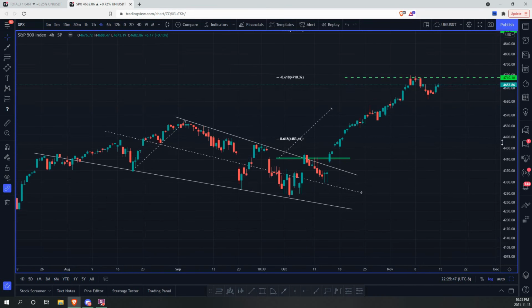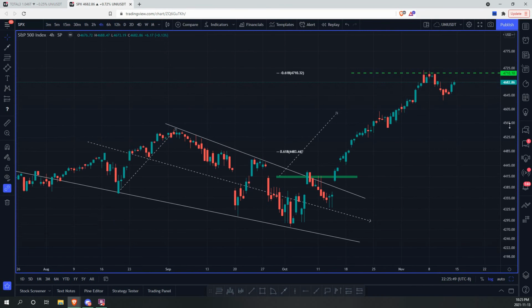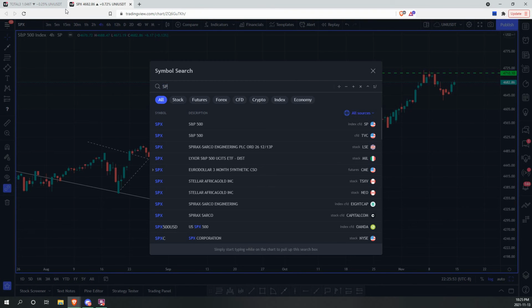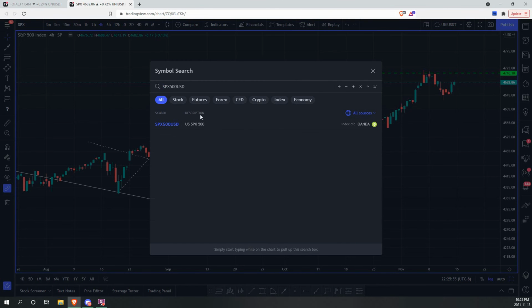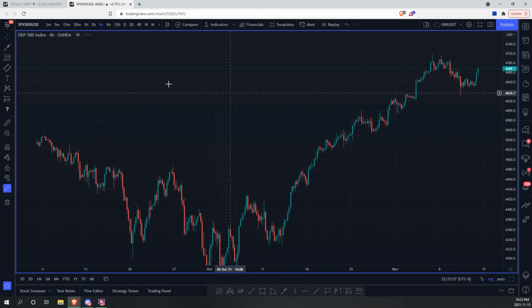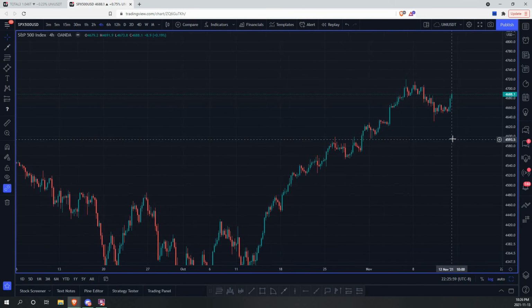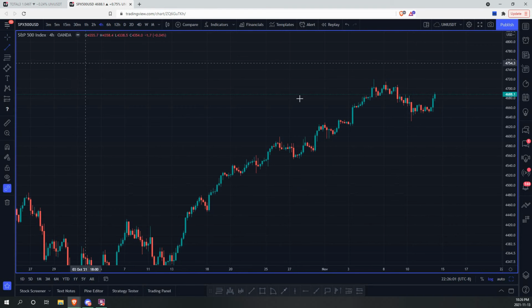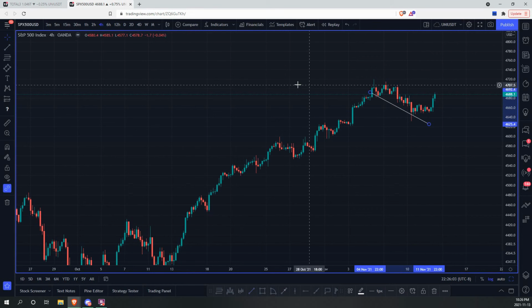But from a broader market perspective, let's just move this to the SPX 500 USD because this gives us a little bit more data to work with. And on the 4 hour, we have held this expansion.